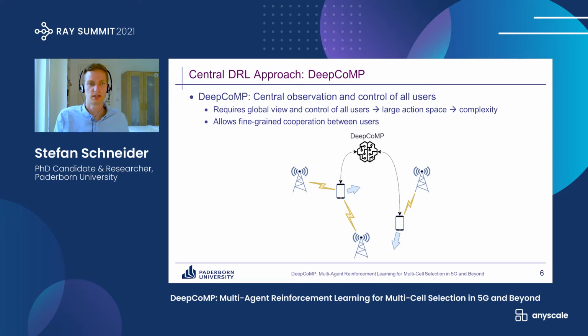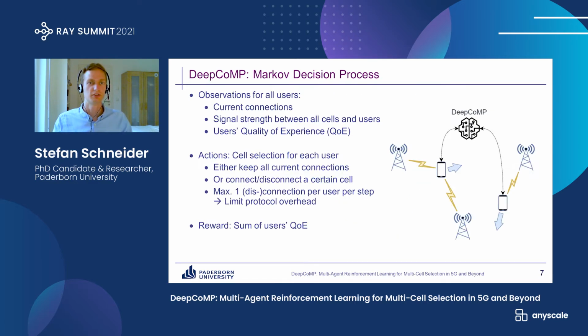But on the upside, it can learn really powerful and fine-grained coordination and cell selection policies where the different users cooperate with each other, because it does observe and can simultaneously control all of the users together. To implement DeepCoMP, we need to define and design the Markov decision process, or actually partially observable Markov decision process. We defined observations for that based on the current connections of each user to the different cells.